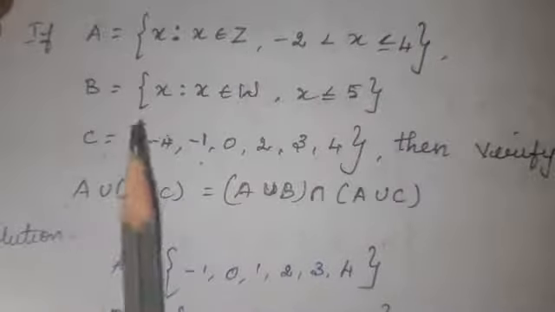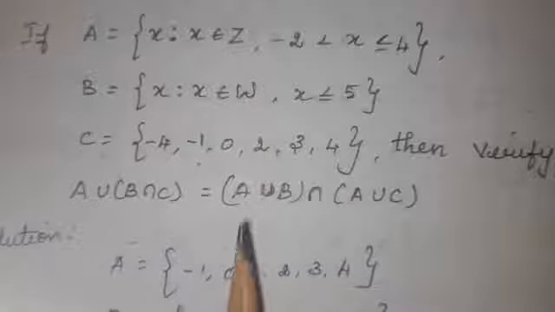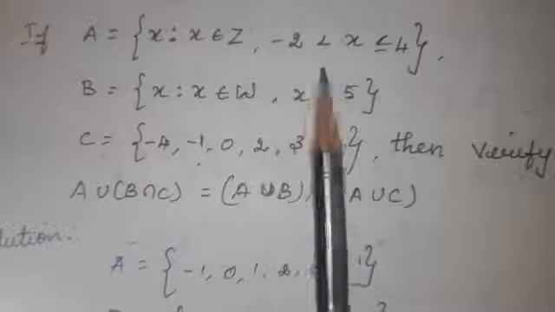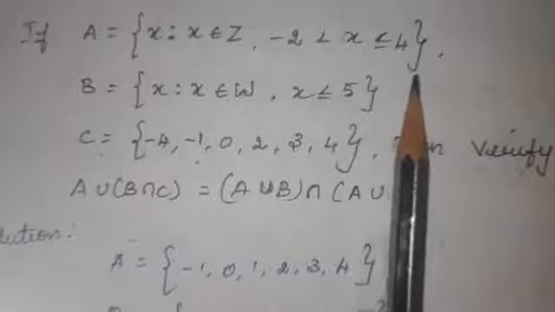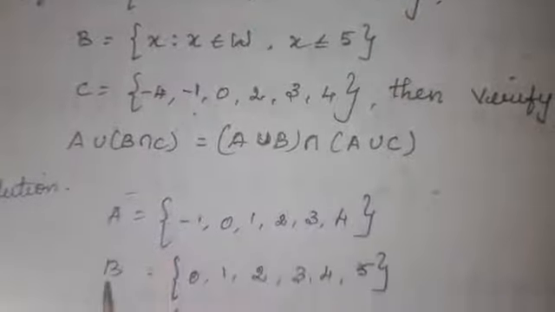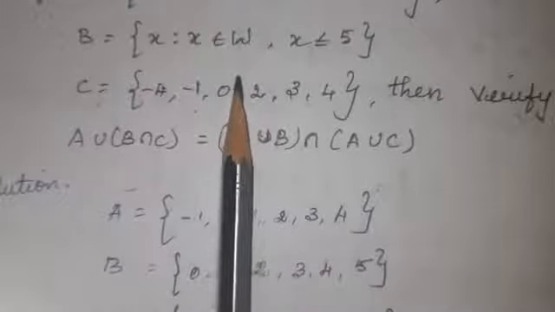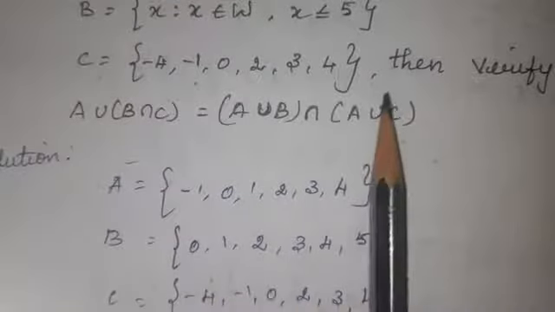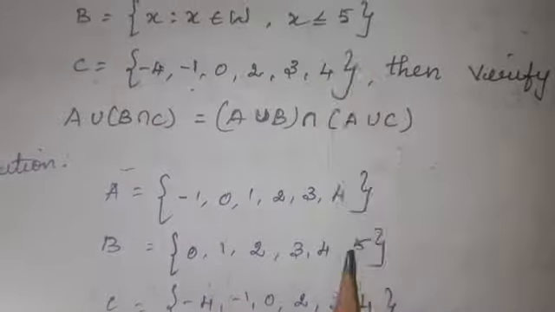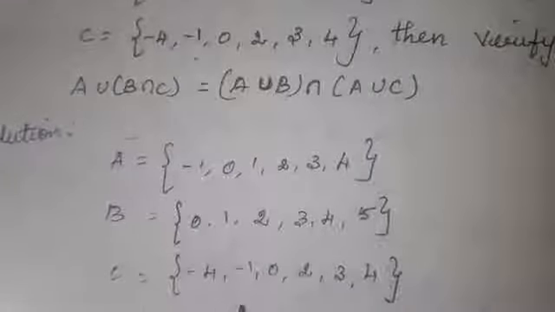When you see this question, the A set is given in set builder form. You should convert it into roster form. Here the limitation is -2 < X, so start with -1, 0, 1, 2, 3, 4, ending with values less than or equal to 4. Come to the B question: X belongs to W, whole numbers. Whole numbers start with 0, so 0, 1, 2, 3, 4, 5, because X is less than or equal to 5, so 5 is included. C is given directly, so I have written it as it is.